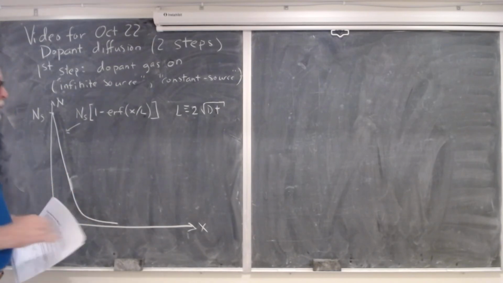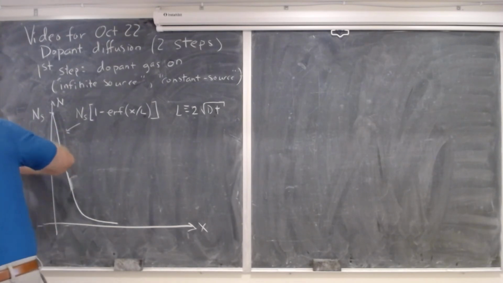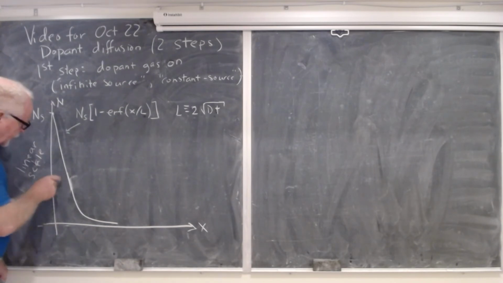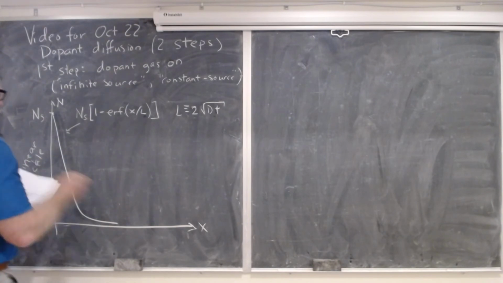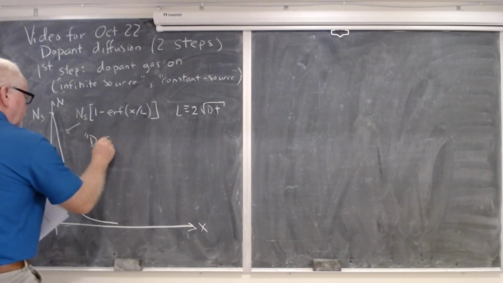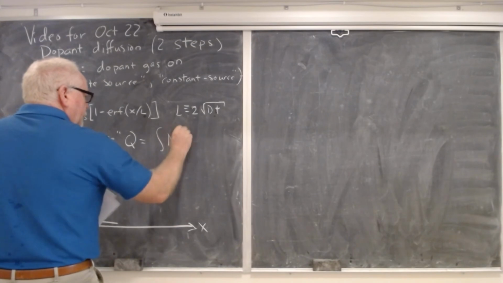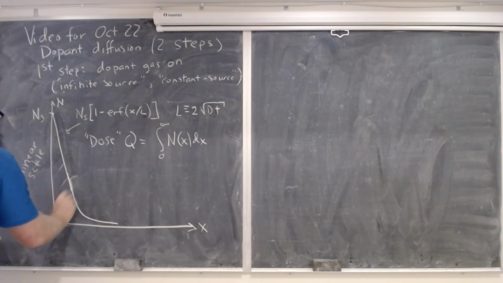I could draw curves at different times. This is a linear scale, by the way. I'm not going to draw it at different times because it's like the homework. You do this step and you put in some dopant near the surface. And you then want to characterize that you've put in what's called a dose, which is Q. And that's equal to the integral of n of x dx from 0 to infinity. So it's basically that area.